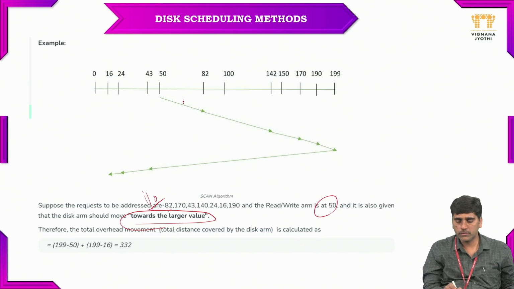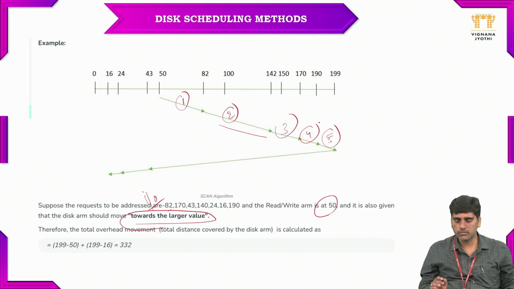This is the first movement. The next is 82 to 140, the second movement. From 140 to 170 is the third movement, and 170 to 190 is the fourth movement, and from 190 to 199 is the fifth movement, towards the end of the disk.